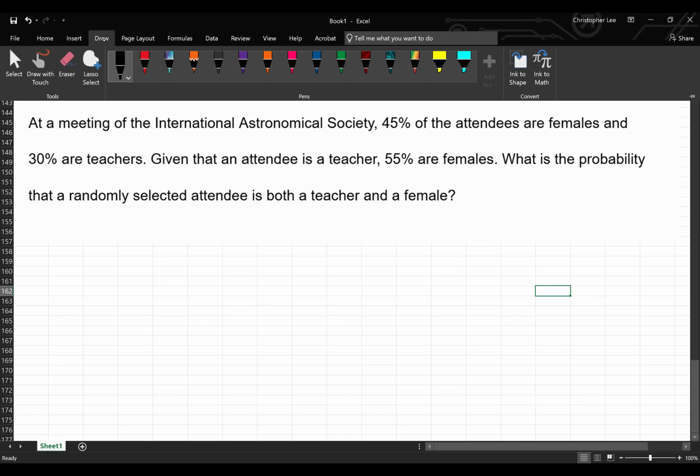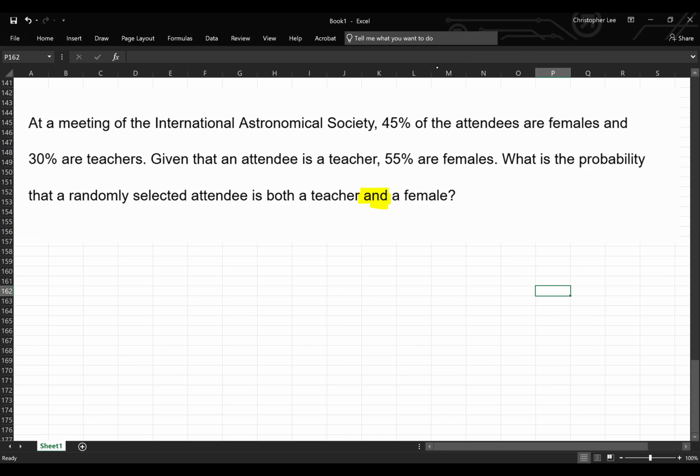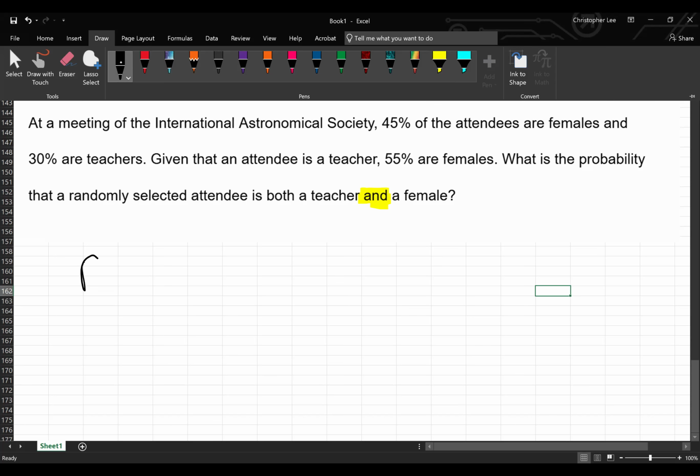You put the general multiplication rule. It's asking you the probability that a random attendee is both teacher and female. So how did you know to use the general multiplication rule? Because they depend on each other, and they want both. So what you do is just copy the formula.